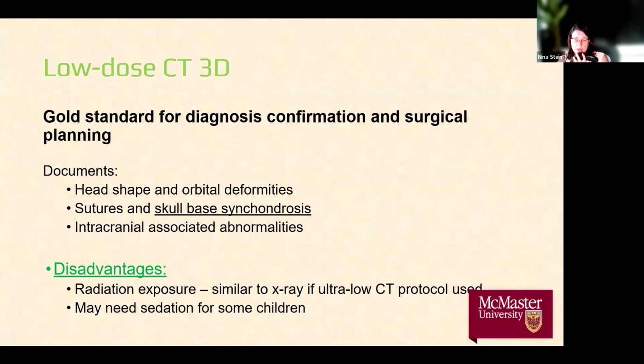At this point, low-dose CT is the gold standard for diagnostic confirmation and surgical planning. It allows the assessment of the head shape, the orbital deformities, the sutures and the skull base synchondroses, especially in cases of syndromic craniosynostosis. It also allows you to look for intracranial abnormalities. Even though low-dose CT has poor resolution on the brain itself, you can still diagnose ventriculomegaly and other potential abnormalities that would contribute to an abnormal head shape.